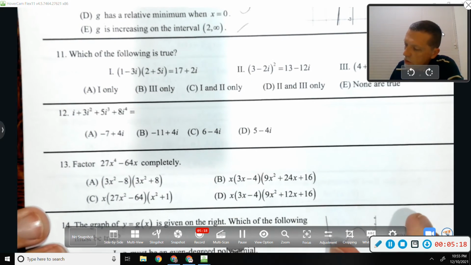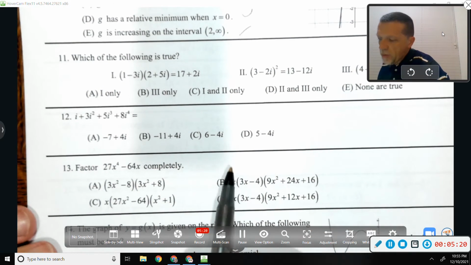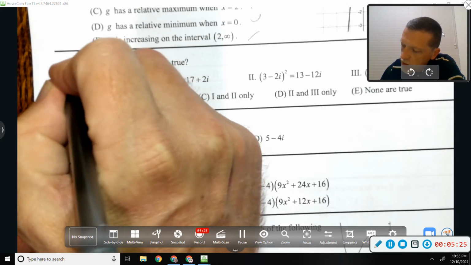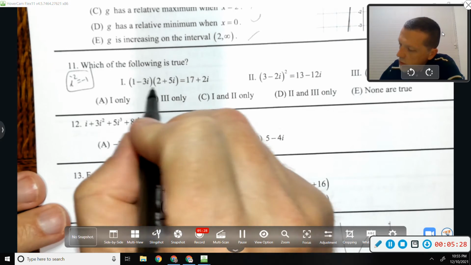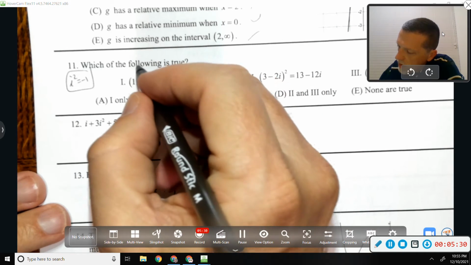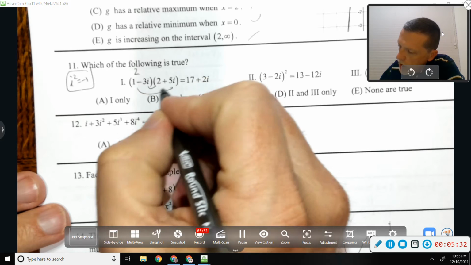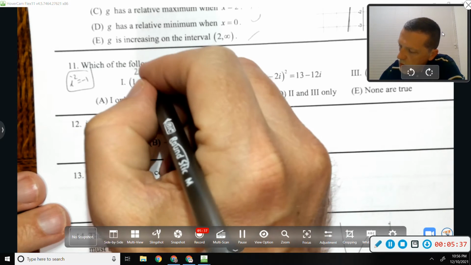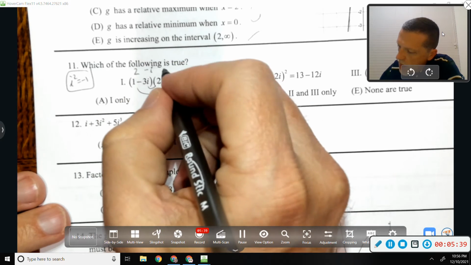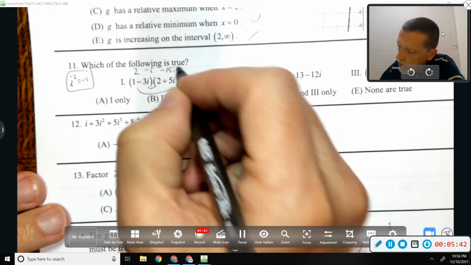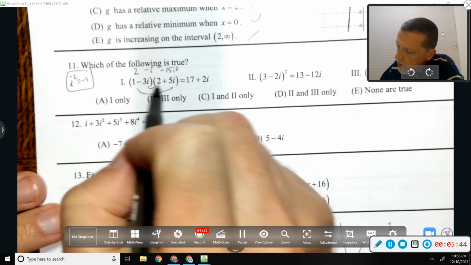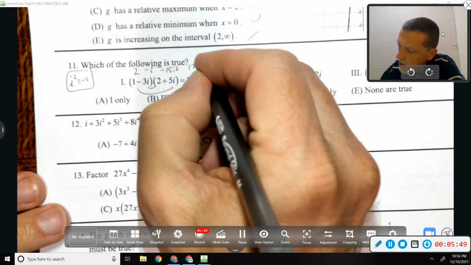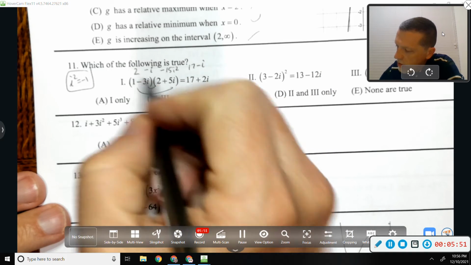Number 11. Which of the following is true? Oh, a little math with i's. The big thing to remember is that i squared equals negative 1. So if I FOIL this one, I get 2 minus 6i plus 5i, which is minus i, and then minus 15i squared. So that would be 2 plus 15 is 17 minus i. So that's not true.